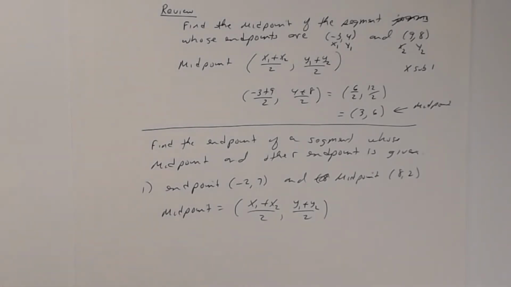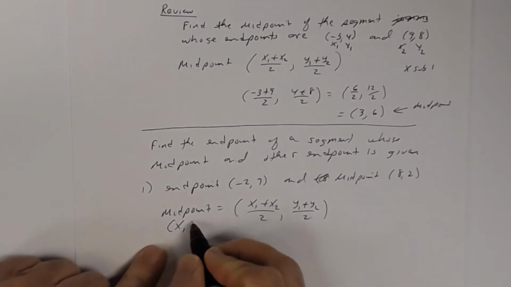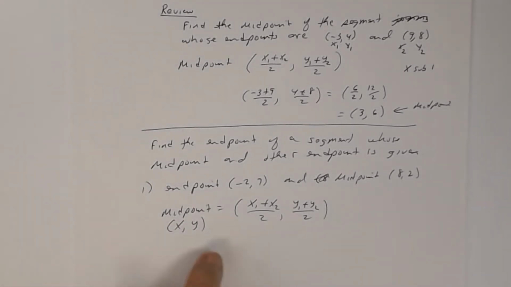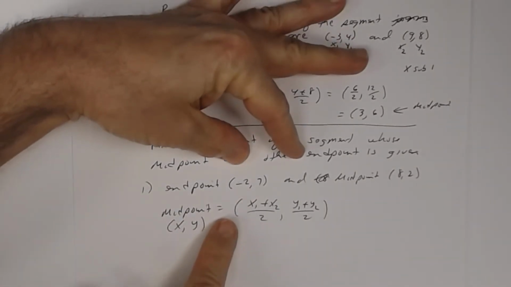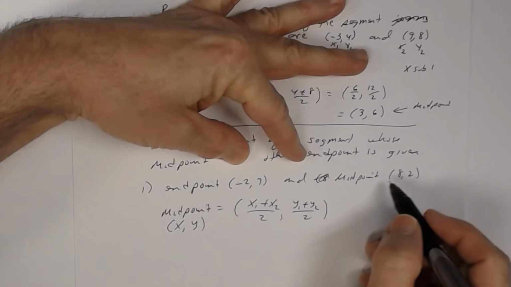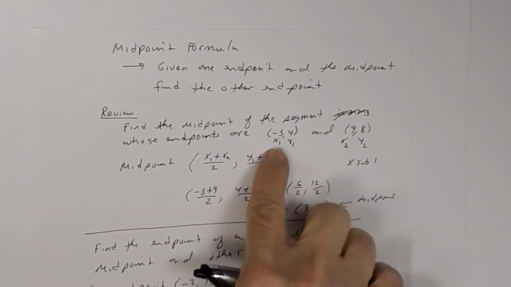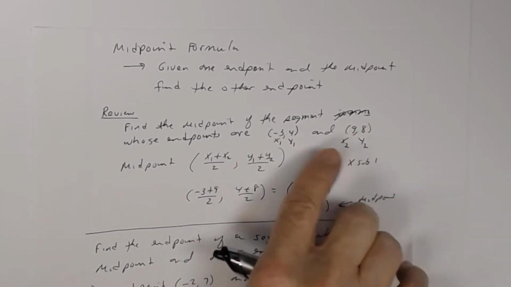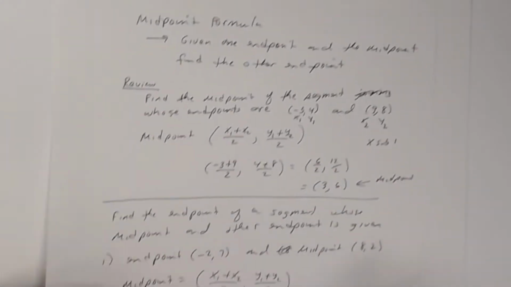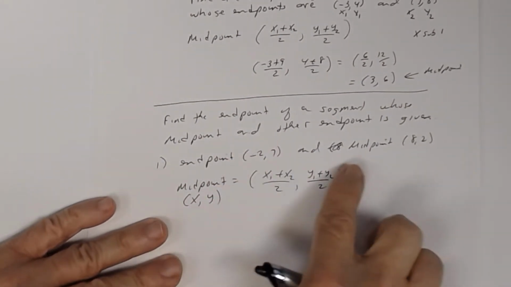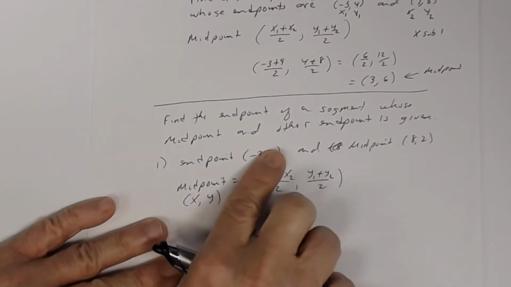Okay, so now here's the way I'm going to do this. Let's call the midpoint here (x, y). So the midpoint has coordinates (x, y). Remember a while ago when we did this problem, we called this the first point, this the second point, and I denoted these as x sub 1, y sub 1, x sub 2, y sub 2. Do the same thing here. Let this endpoint be one of your points, either the first or second. It does not matter.